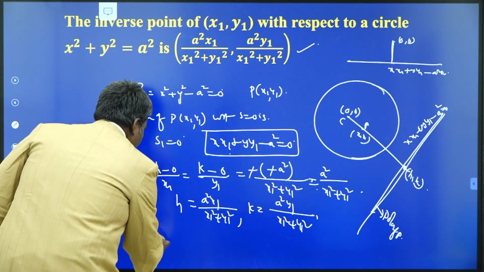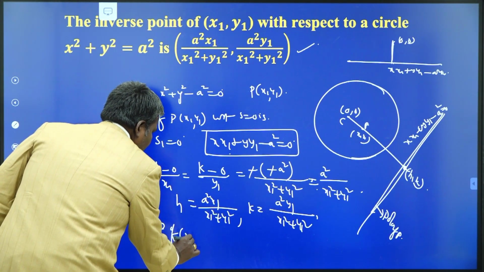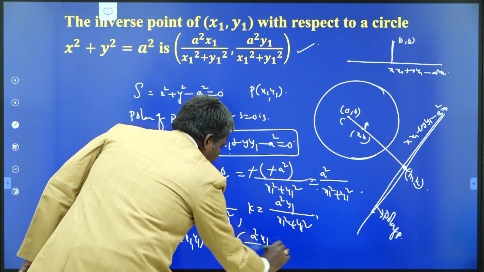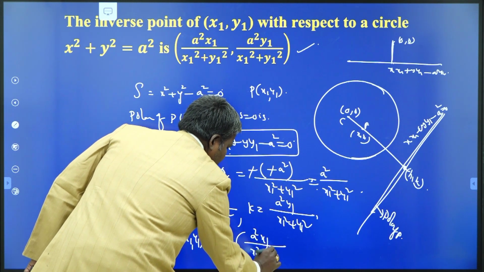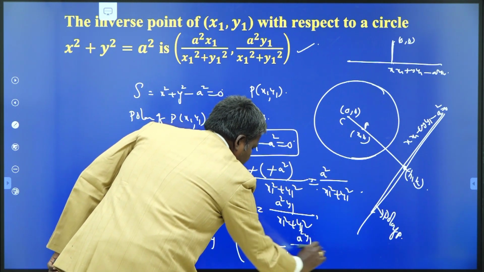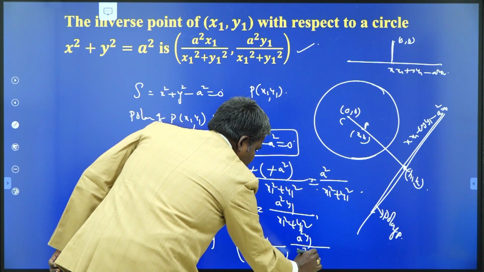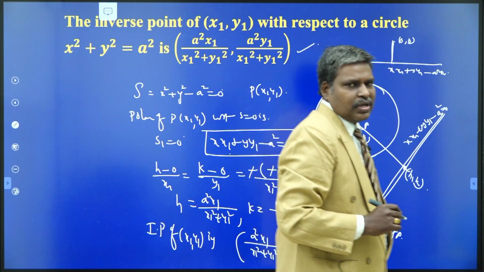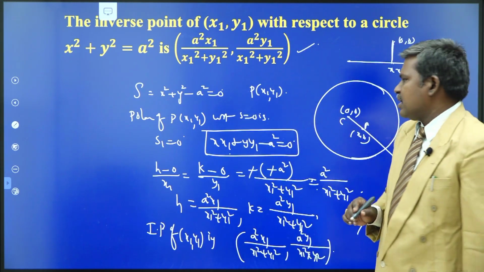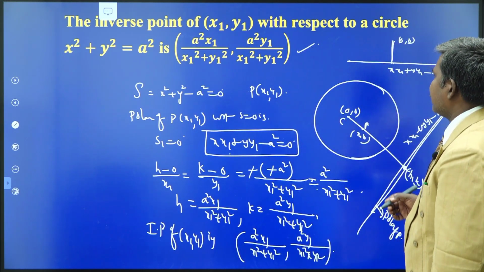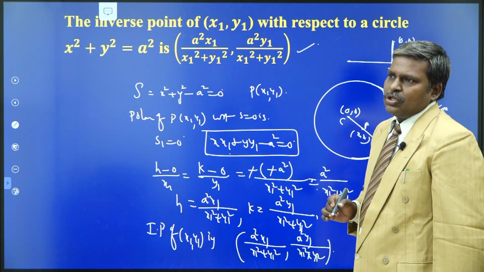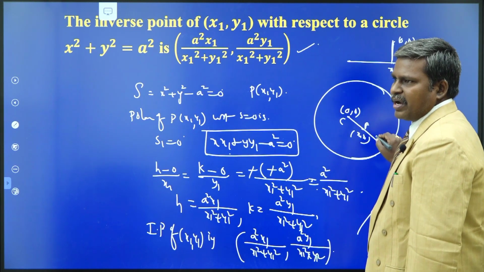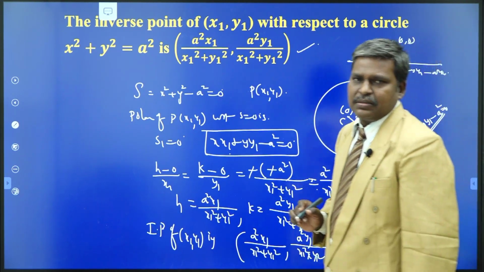So your inverse point of (x1, y1) is taken as (a²x1/(x1² + y1²), a²y1/(x1² + y1²)). This is the inverse point of (x1, y1) with respect to the circle. So you can find the foot of perpendicular drawn from either center or point to the polar of the point.